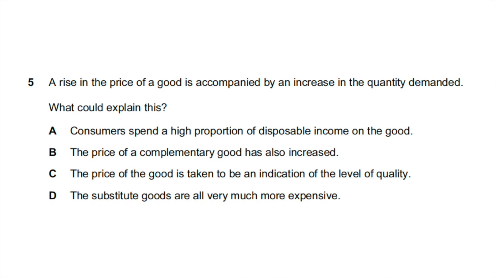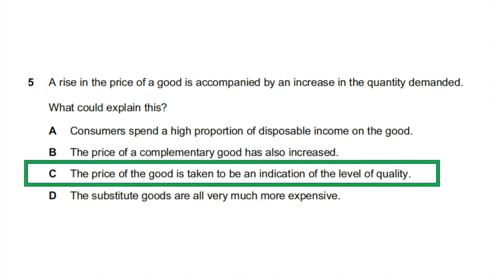Question 5. A rise in the price of a good is accompanied by an increase in the quantity demanded. What could explain this? Well, this is a question about Veblen goods. As price rises for Veblen goods, the quantity demanded increases. This is because of the goods' perception as a status symbol, and the relationship between quality and price would be positive.